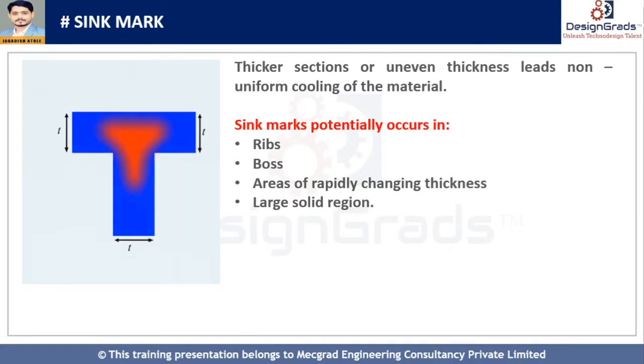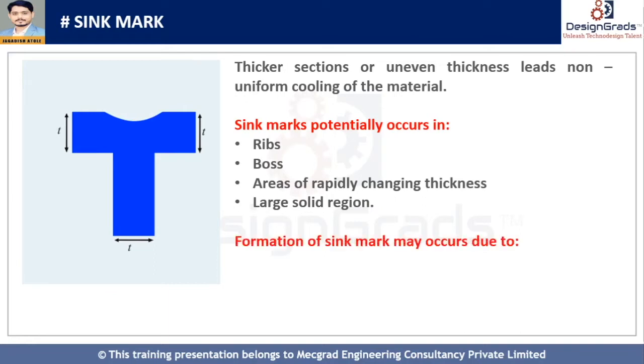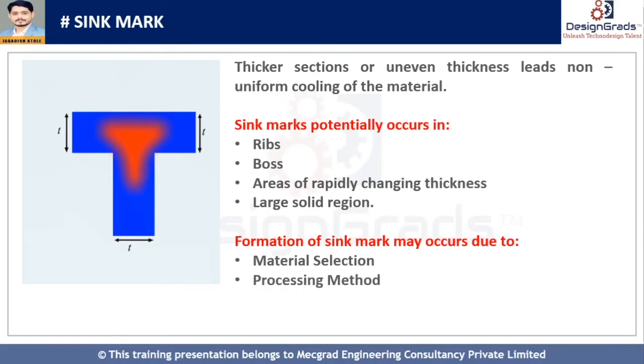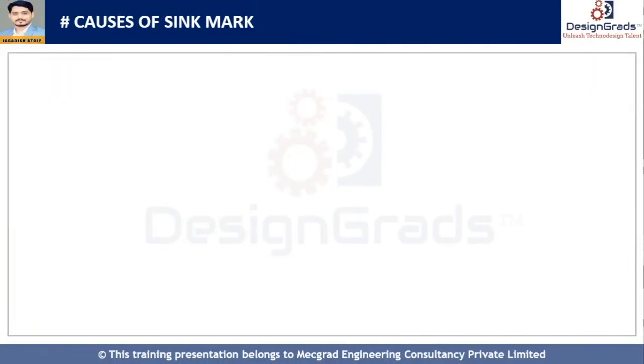Due to this temperature gradient, the molten region still exists in the center of the wall after the material has begun to solidify. As inner material begins to cool and harden, it also begins to shrink. This shrinking begins pulling the outer surface in, which deforms the part, creating the depression. Formation of sink mark may occur due to one or more factors including the material selection, processing method, part geometry, and tooling design. Now we will see what are the causes of sink mark.